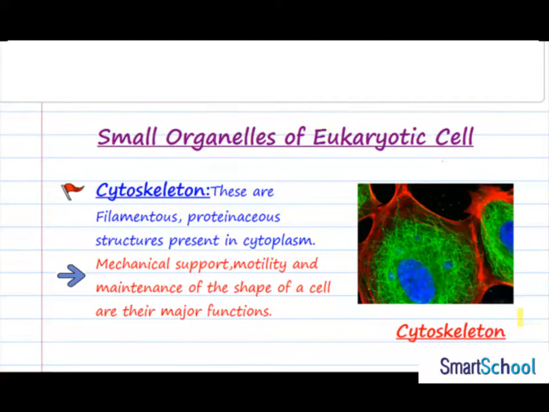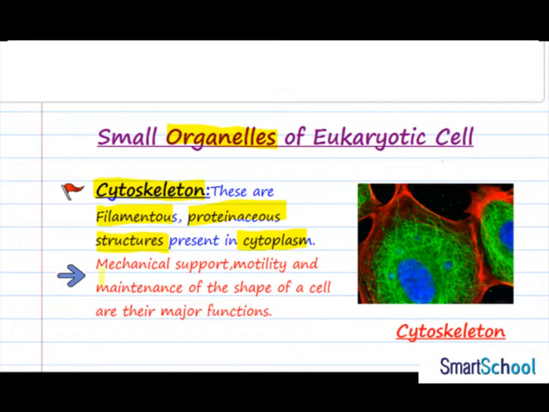We'll begin with the topic small organelles of eukaryotic cell. In this, we'll study about the various organelles that are present inside a eukaryotic cell. Firstly, we'll see what is cytoskeleton. These are filamentous, proteinaceous structures present in the cytoplasm of the eukaryotic cell.